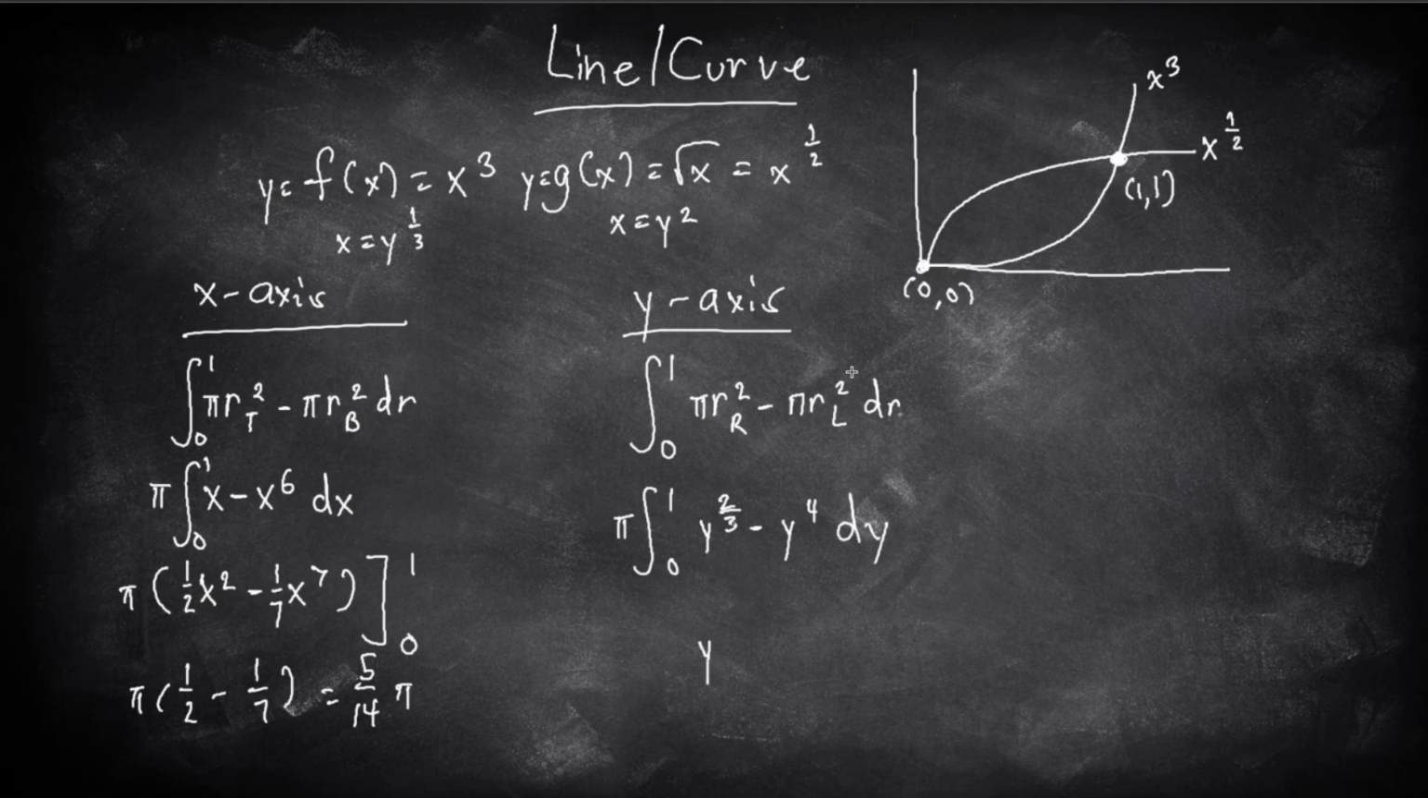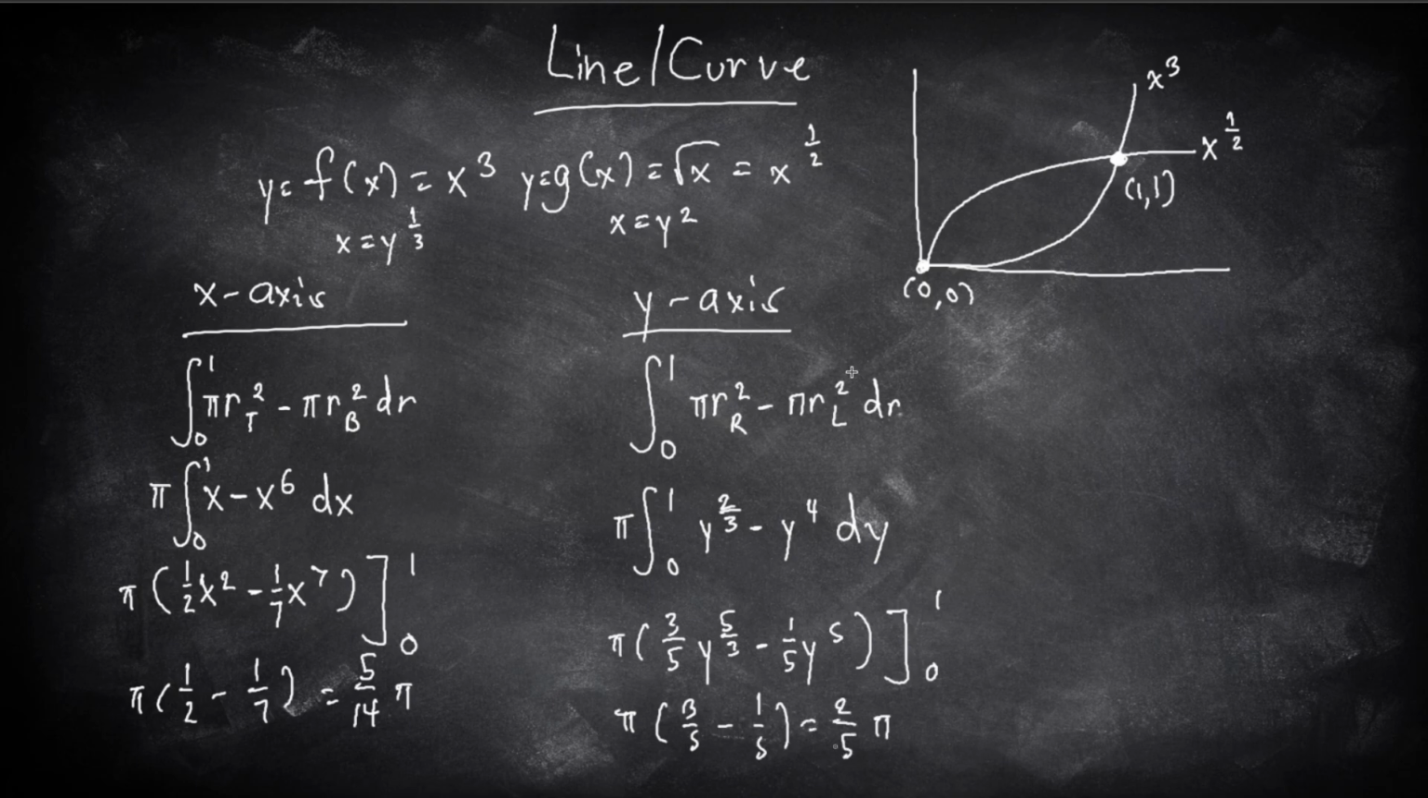Integrating this, y to the power 2/3 becomes y to the power 5/3, whose derivative is 5/3 y to the power 2/3, so that means we need to scale this by 3 over 5. Minus y to the power 5, whose derivative is 5y to the power 4, so we need to scale by 1 over 5. Multiply this by pi. Evaluate it from 0 to 1. 0 on both of these would make nothing, so don't worry about it. Plug in 1. That's pi times 3 over 5 minus 1 over 5, which is 2 over 5. So 2 over 5 pi. And that is the volume revolved around the y-axis.